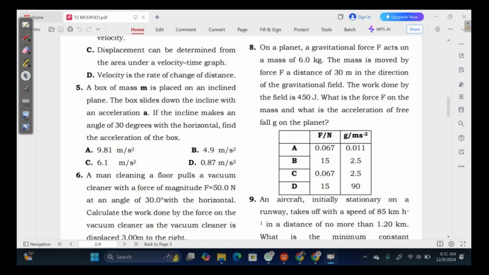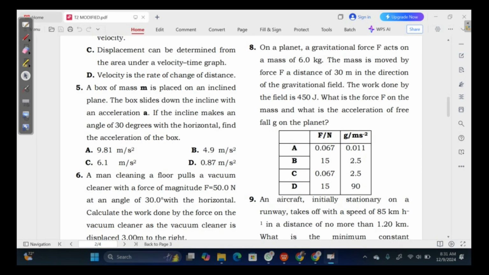Okay, so we have been given the question. They are saying that on a planet, the gravitational force F acts on the mass. So the gravitational force is F, acting on the mass. We have been given the mass, which is 6 kgs.